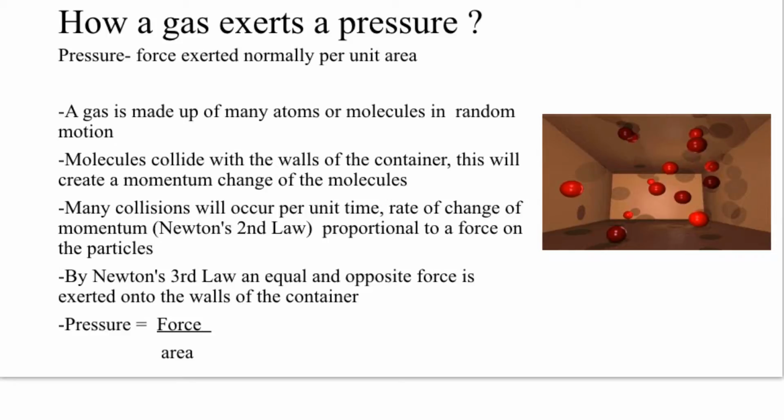A commonly asked question is how a gas exerts a pressure. The definition of pressure is force exerted normally per unit area. A gas is made up of many atoms or molecules in random motion. Molecules collide with the walls of the container. This creates a momentum change. Many collisions per unit time give a rate of change of momentum, which by Newton's second law is proportional to a force on the particles. By Newton's third law, an equal and opposite force is exerted onto the walls of the container. The force on the walls of the container divided by area is pressure.